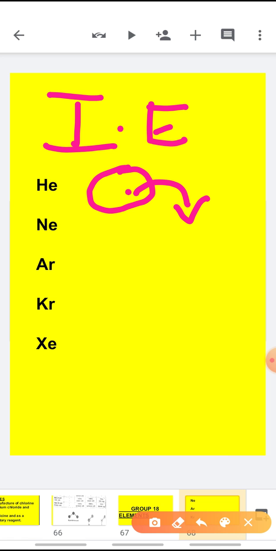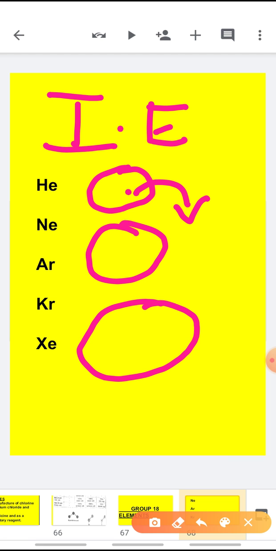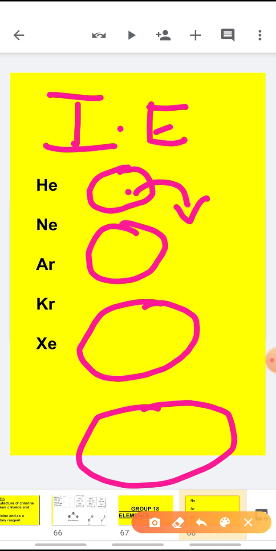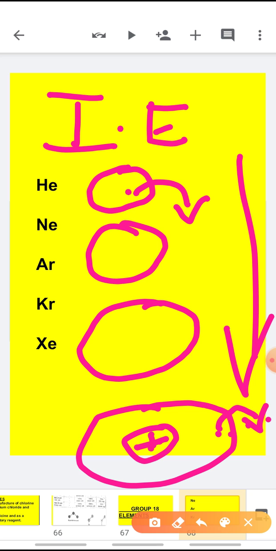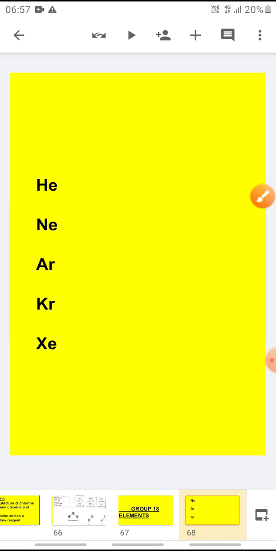But you all know as we move down the group, the size of the atom is increasing. When the size of the atom is increasing, the hold of the nucleus on the outermost electron decreases, and as the outermost electron is very far from the nucleus, those elements which are present down in the series can give the outermost electron. Though ionization enthalpy is very high, down the group ionization enthalpy is decreasing.